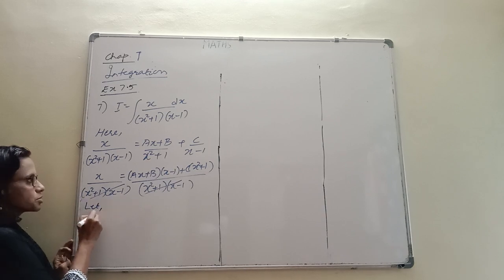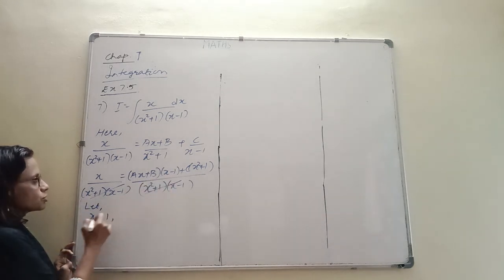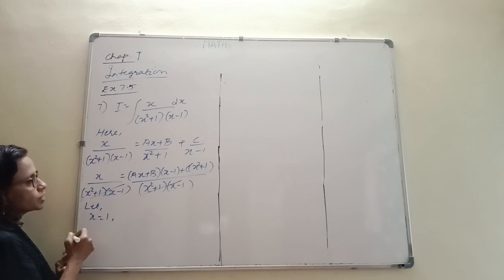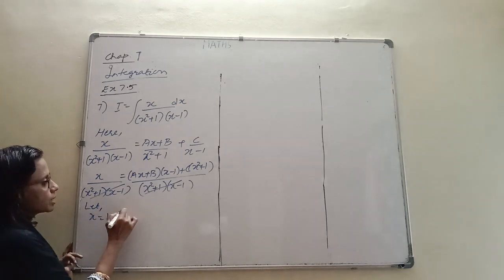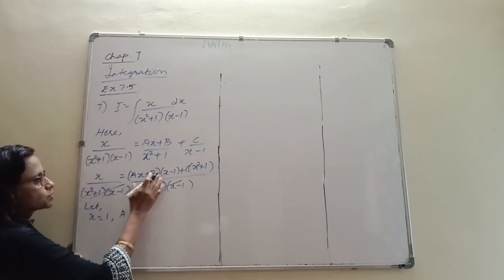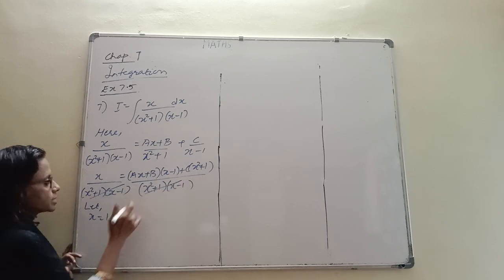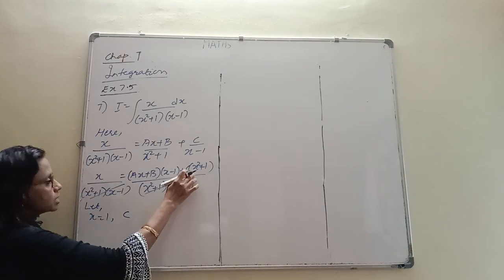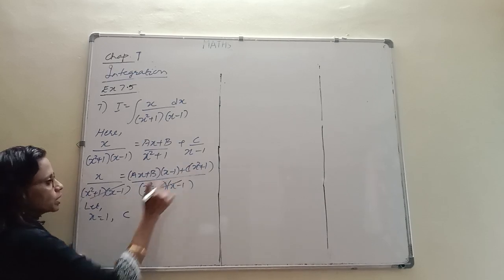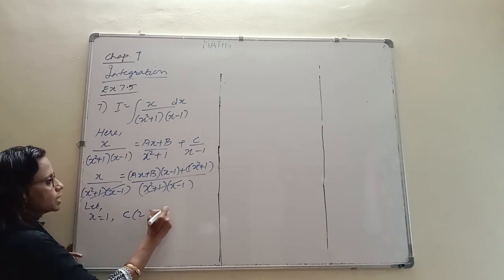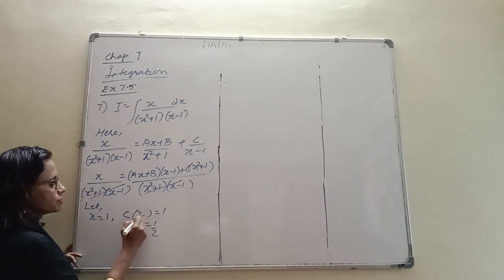First let x be 1. If x is 1, this entire term vanishes, so you don't have a term here. Let's see the c term. x is 1, so 1 squared is 1, 1 plus 1 is 2, and the other factor is also 1. Like that, you get the c value as half.